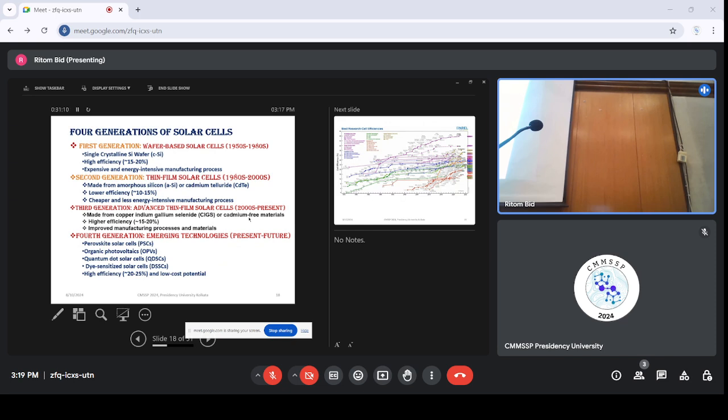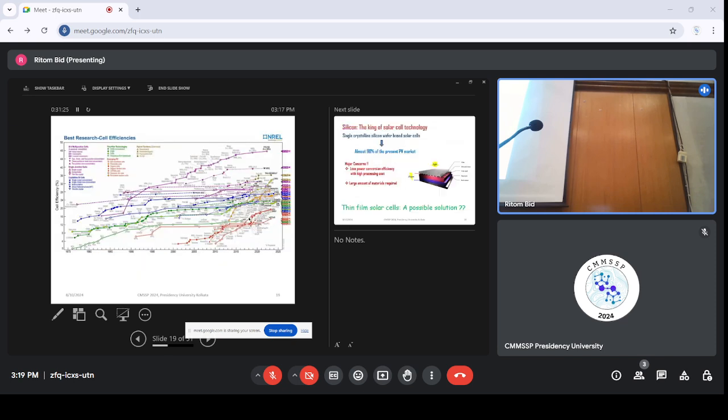And obviously, organic photovoltaics, quantum dot, and dye-sensitized solar cells have moderate efficiencies, but they can be fabricated very easily, and that is why people are very interested in them, because the cost can be reduced to some extent.